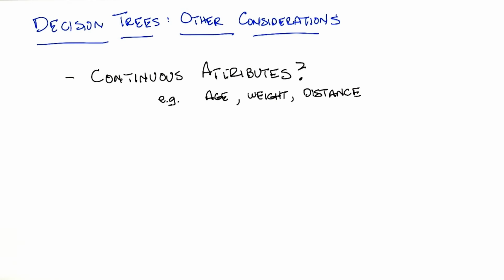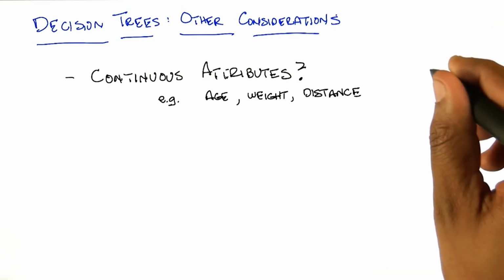Let's say we had some continuous attributes. We weren't just asking whether someone was a human or whether it was raining outside, but we really cared about age or weight or distance or anything else that might be continuous. How are we going to make that work in a decision tree? Well, I guess the literal way to do it would be for something like age to have a branching factor that's equal to the number of possible ages. Okay, so that's one possibility.